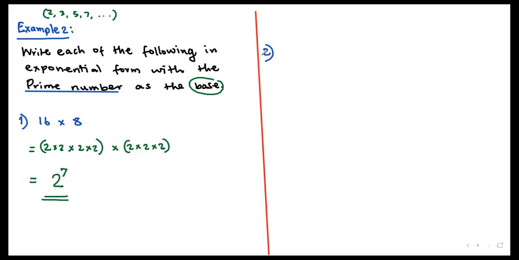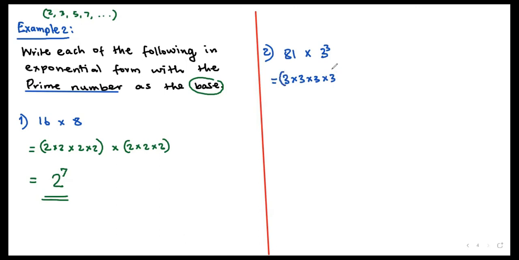Let us have 81 times 3 cubed. We cannot use 2 in 81 because we cannot multiply by 2 to get 81. So let's simply use 3. So 81 is 3 times 3, how many times? 4. Yes, because 3 times 3 is 9, and 3 times 3 is 9. 9 and 9 make 81.